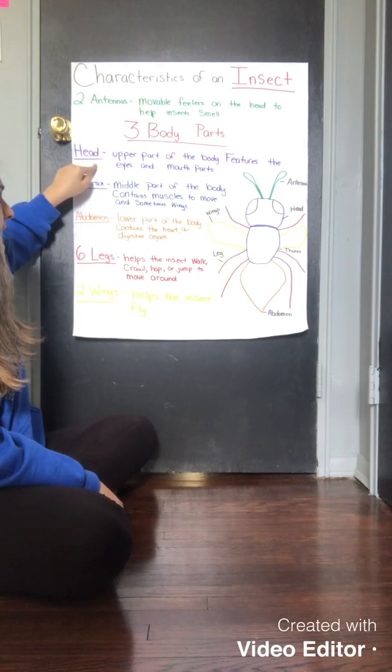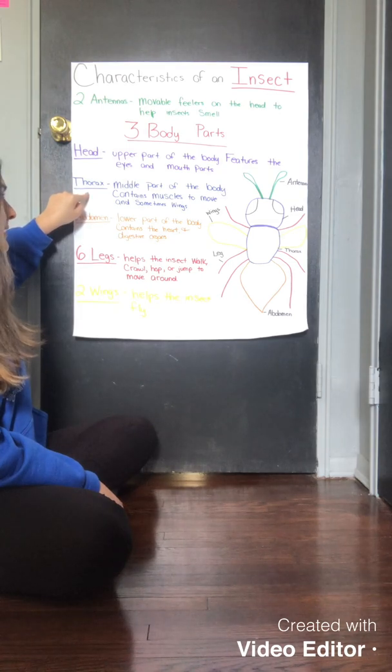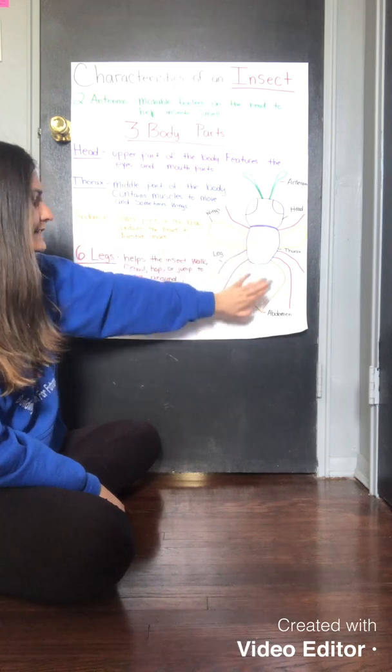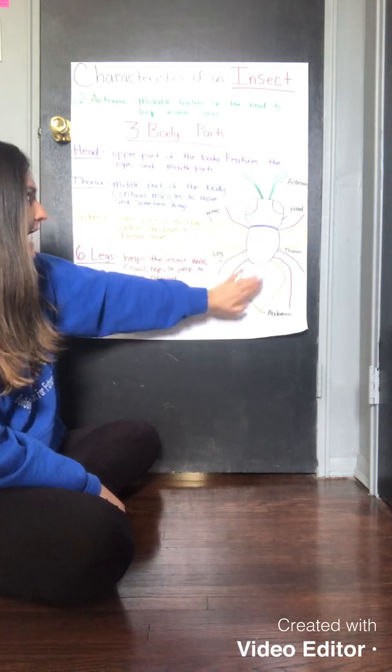Head is the upper body part. Thorax is the middle of the body, and abdomen is the lower of the body. So head, thorax, abdomen. Head, thorax, abdomen.